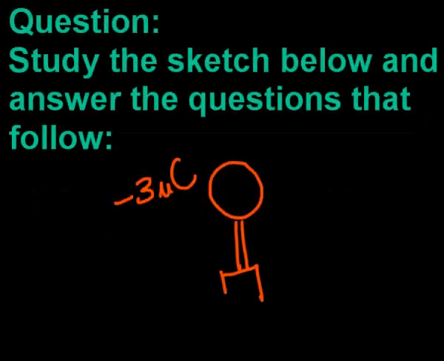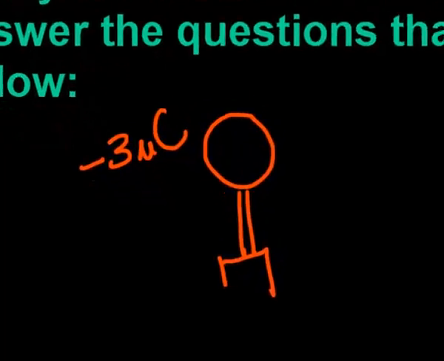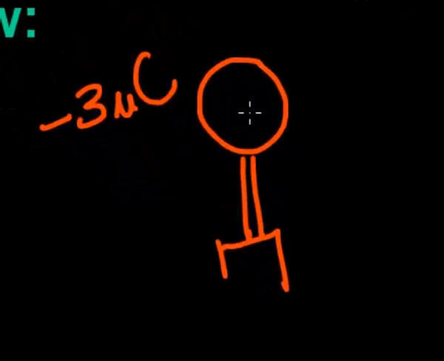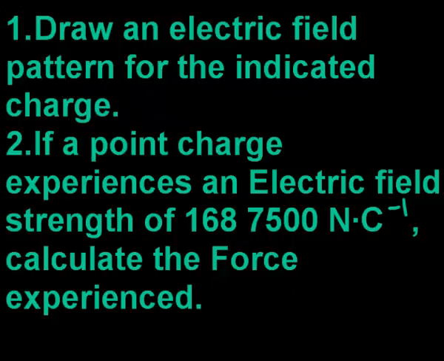Now the question which I would like you to attempt says, study the sketch below and answer the questions that will follow. They give you a sphere which has a negative 3 microcoulomb charge placed on insulating stands. The question asks, draw an electric field pattern for the indicated charge, and if a point charge experiences an electric field strength of 1687500 newtons per coulomb, calculate the force experienced. So first pause your play and attempt the question before you look at the answer.